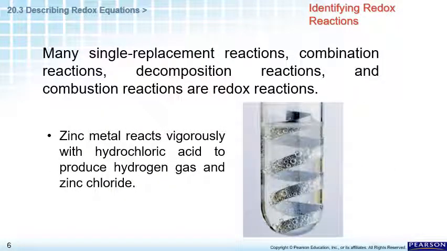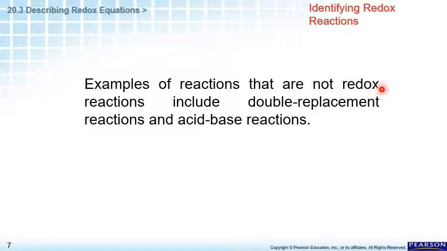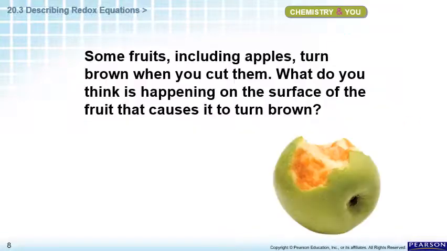Now, many single replacement reactions, combination reactions, decomposition reactions, and combustion reactions are also known to be redox reactions. In this case, our zinc metal reacts vigorously with hydrochloric acid to produce hydrogen gas and zinc chloride. Examples of reactions that are not redox reactions include double displacement or double replacement reactions and acid-base reactions.